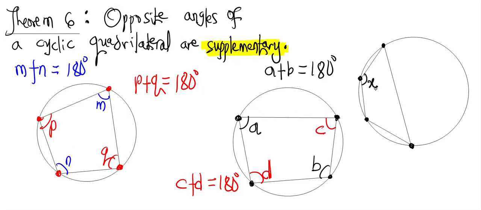Another cyclic quadrilateral, this is X and this is Y. X plus Y must add up to 180 degrees. Opposite angles add up to 180 degrees, provided they are cyclic quadrilaterals.